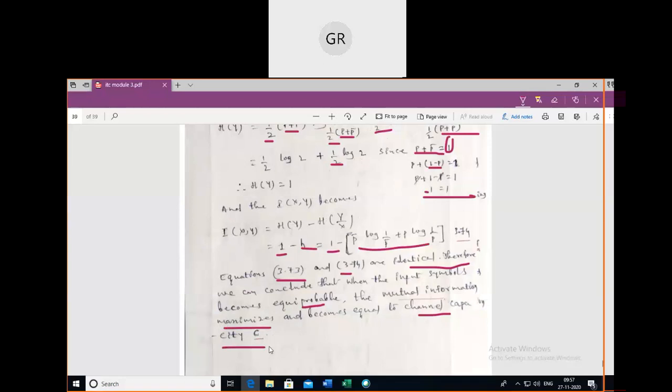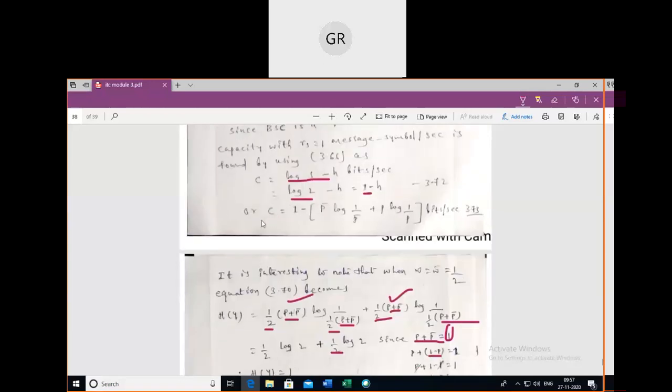Here we get the capacity. What is capacity here? C is equal to 1 minus H. What is H? H is this term. Now, what I will do here, the probability of what symbol?